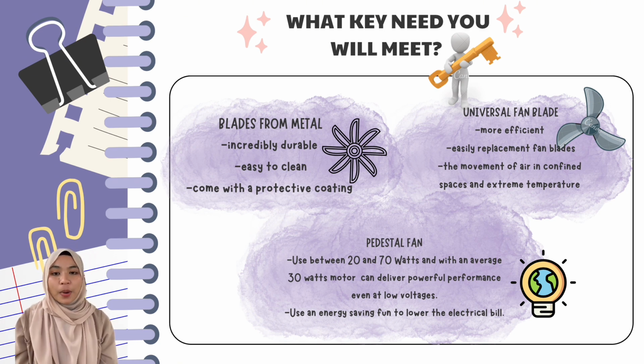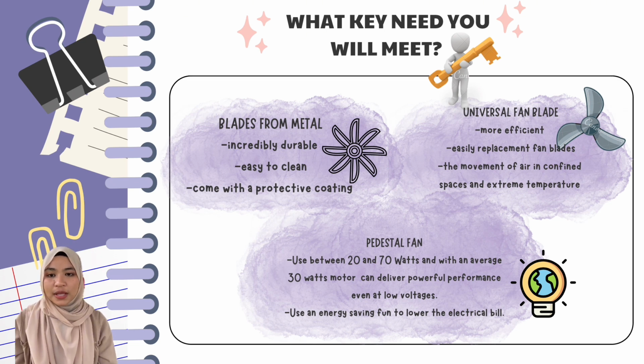The next key is the pedestal fan. It uses between 20 and 70 watts, with an average of 20 watts. The motor can deliver powerful performance even at low voltage, while a ceiling fan generally consumes 50 to 100 watts, with an average of 75 watts. Moreover, it offers a top speed of 1400 RPM that will help you cool down quickly. A pedestal fan also uses an energy-saving design to lower the electric bill.